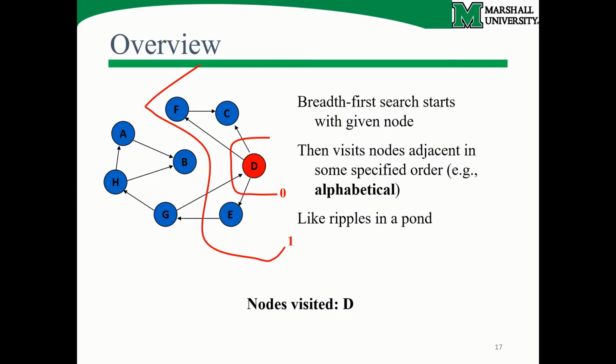At this point, we will visit all the nodes in this ripple. BFS is kind of a ripple in a pond. First step, we find what are the nodes that are one path length distant from node D. This is the first ripple. The next step, we will visit all the nodes in this ripple, C, E and F. We will visit them alphabetically.